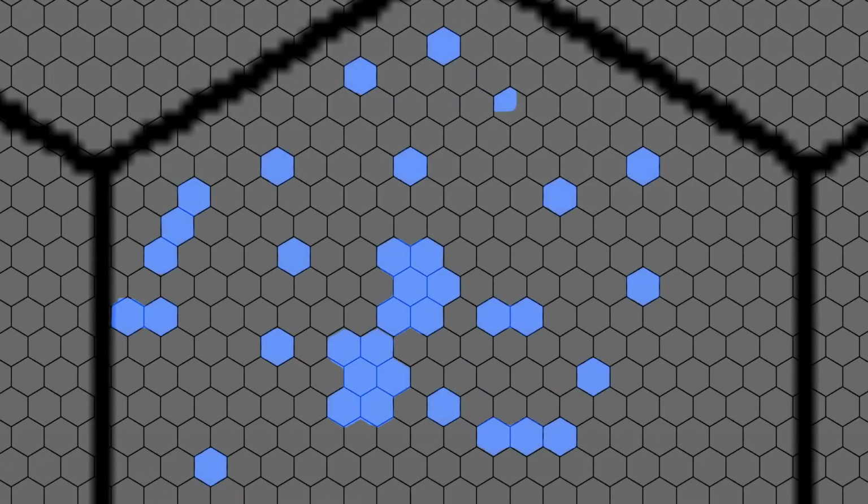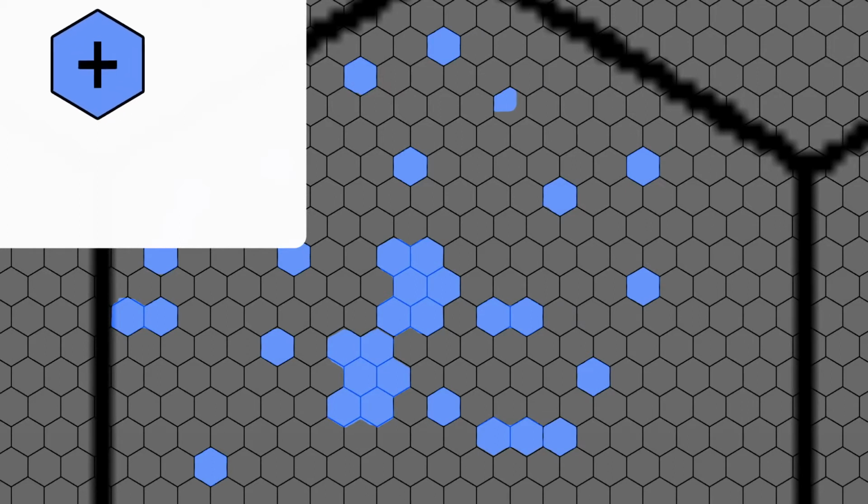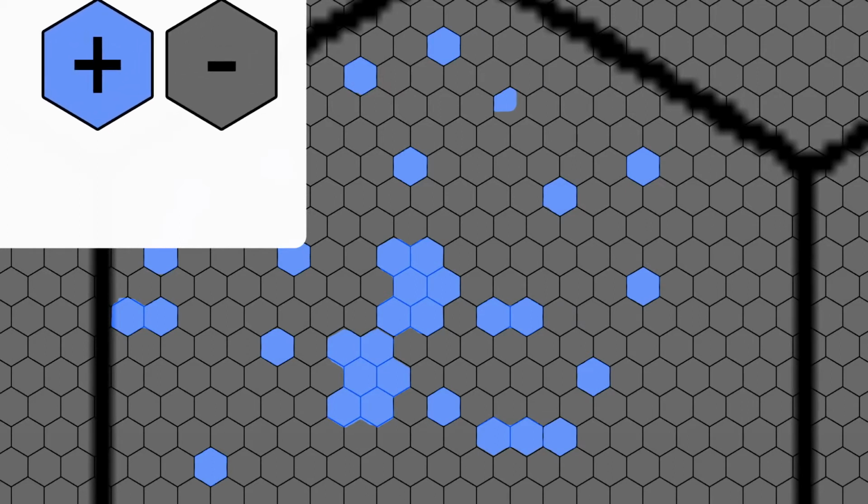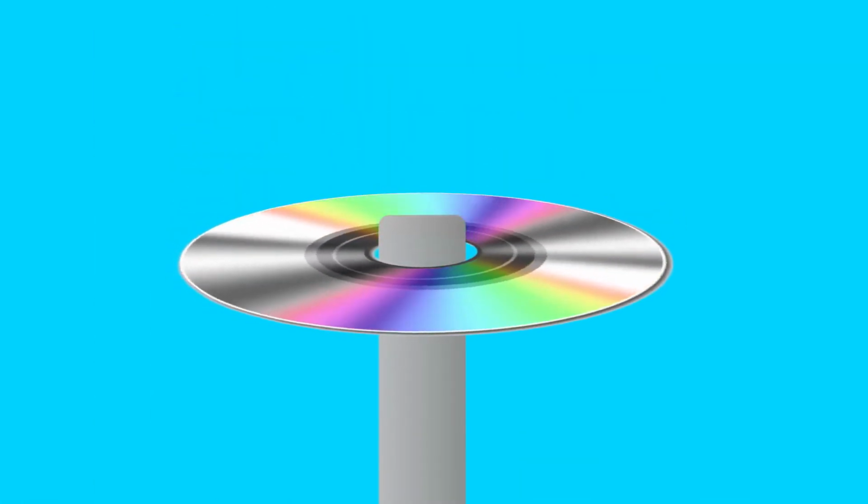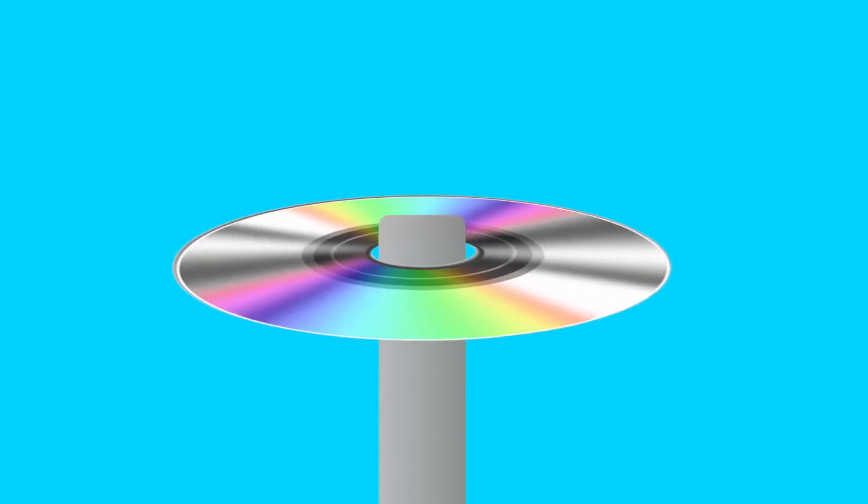Each magnetic region can have its polarity changed to be positive or negative. Therefore, a single region is used to represent a single digit of binary. Typically, a positive charge represents a 1, while a negative charge represents a 0. The disk is placed on a central spindle. The spindle spins around, causing the disk to spin around.